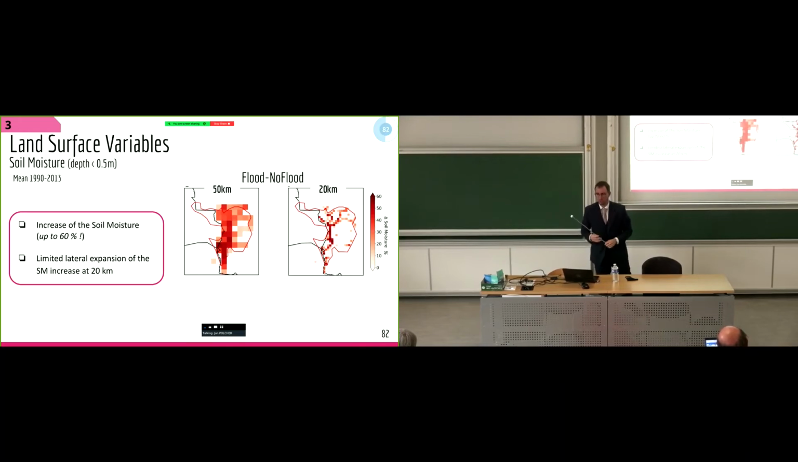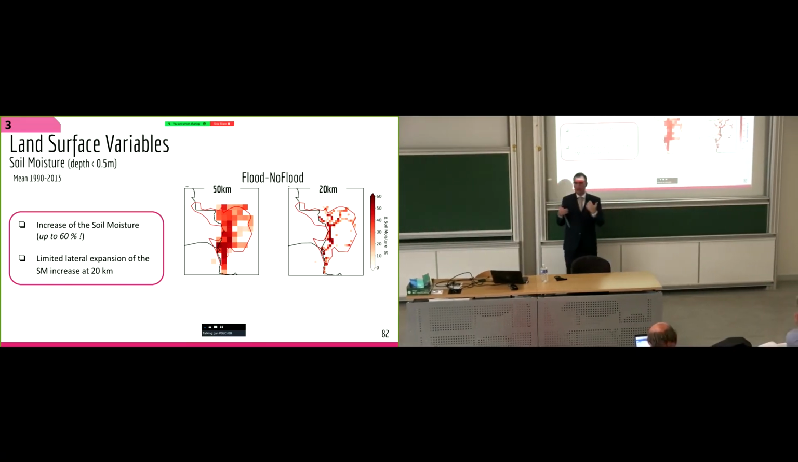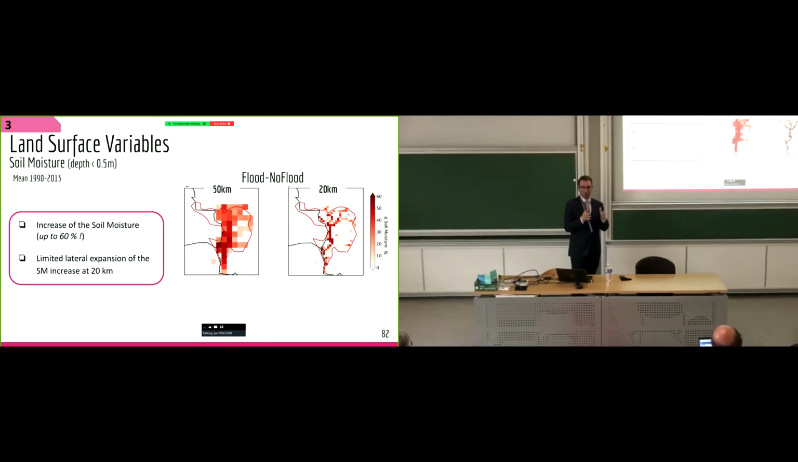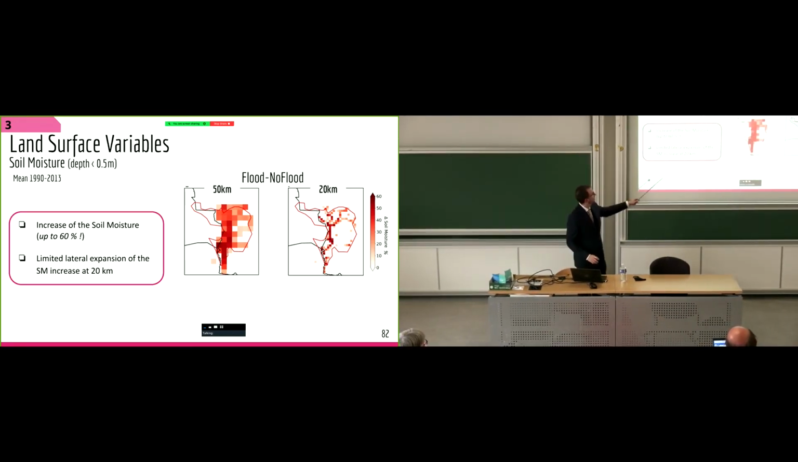From this, we can also look at other surface variables, such as the soil moisture. Here you can see the difference between the simulation with floodplains and without floodplains, and the soil moisture increased up to 60% in both simulations. And in this case, you can see that at high resolution, we are not able to have the lateral expansion of the floodplains through the increase of soil moisture. While it's perfectly done at low resolution.